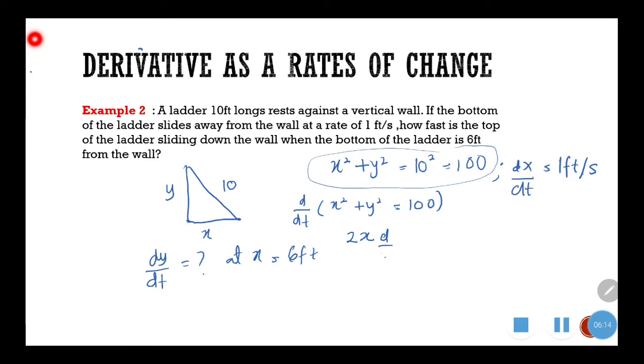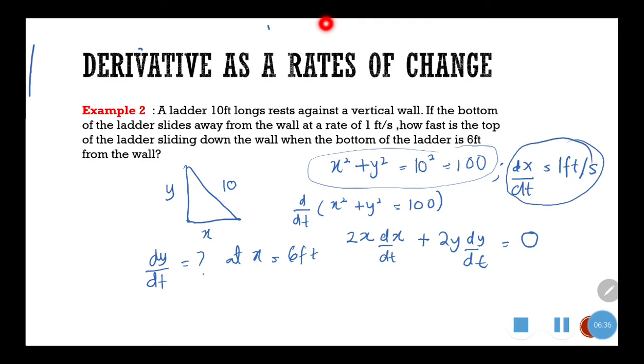2x d/dt of x, so we get dx/dt, plus 2y d/dt of y, so dy/dt, equals d/dt of 100, which is a constant, so you get 0. Okay, and we know dx/dt is equal to 1 feet per second. So from here, we have 2x times 1 plus 2y dy/dt equals 0.